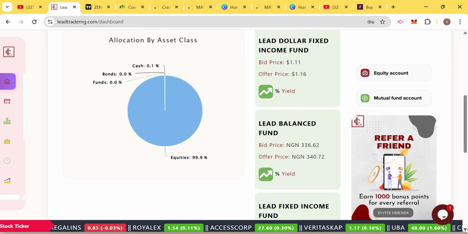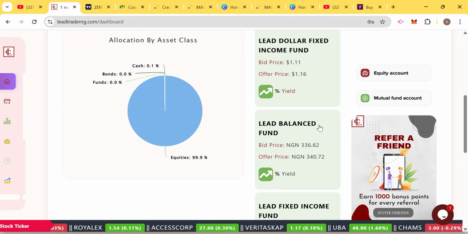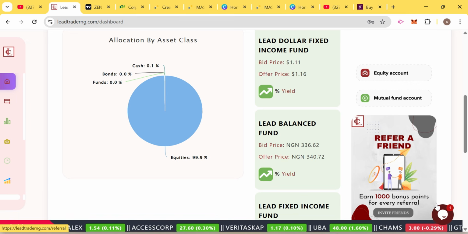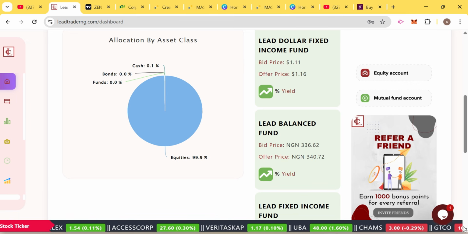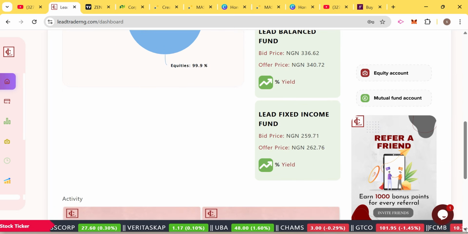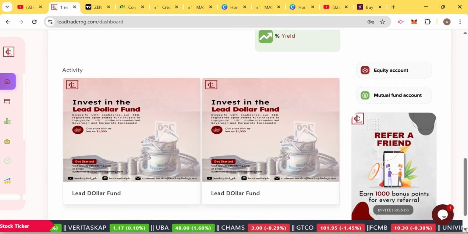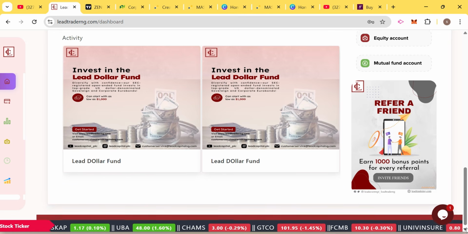So we have the dollar fund. Our dollar fund is still the best. We have 9% annually, which is a good one. We also have the Lead Balanced Fund. Its yield fluctuates because you have 50% in equity and 50% in fixed income. And we also have the Lead Fixed Income Fund, which is another good one. So these are some key things you can also invest in. You can see the invest in Lead Dollar Fund option, so you can see what I just explained to you. You can see the advert there.